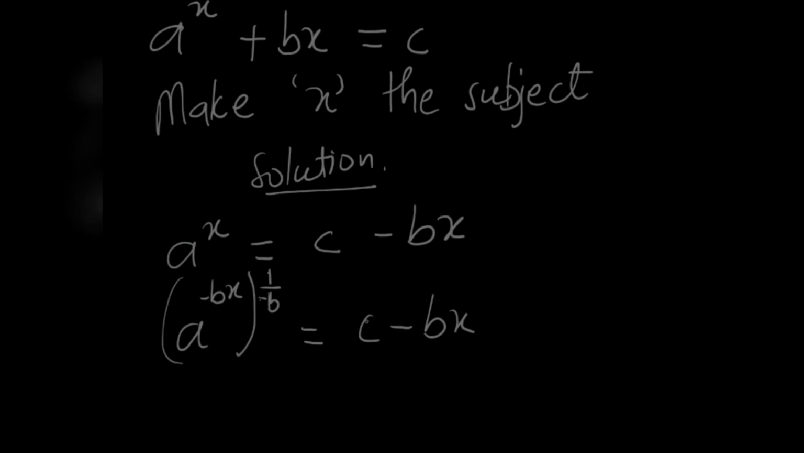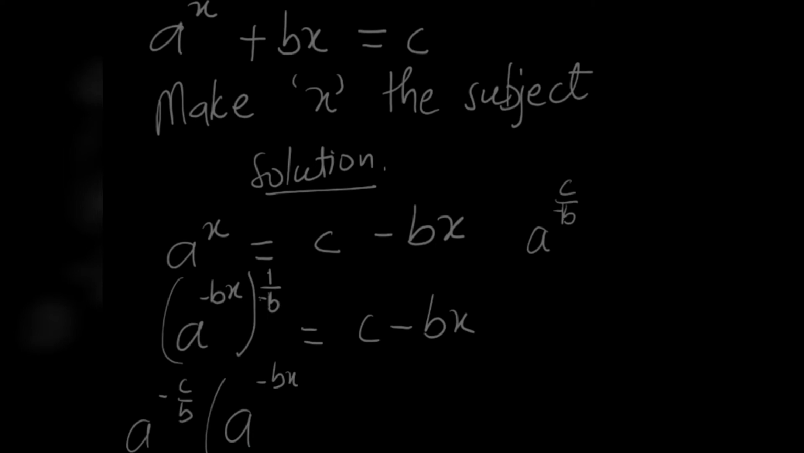Okay, now we are left with the c. We've got a power minus bx, it's left with the c over here. So what do you think we should do? Okay, so this is what we're going to do. We have to multiply both sides by a raised to the power c over minus b. Now the reason why we are doing so is because of this power minus 1 over b, let's just write that one. So we multiply both sides by a raised to the power minus c over b, so we get something like this, equals the same expression multiplying c minus bx.